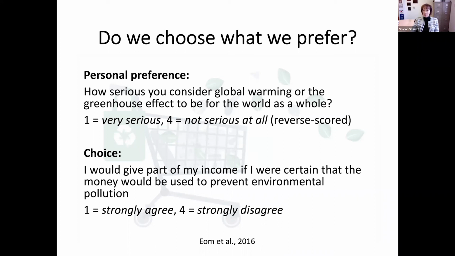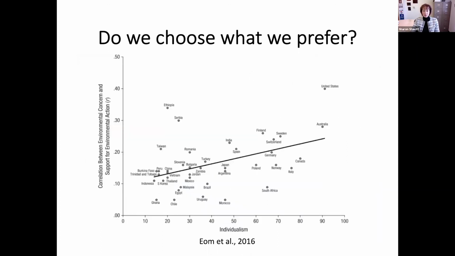And then in the later part of the survey, they were asked, would you give part of your income if you were certain that the money would be used to prevent environmental pollution? So this was support of a particular policy. And here are the results. And what you can see is that it arrays nicely by the cultural characteristics of the countries involved. For instance, the United States, Australia, Canada, Sweden, Switzerland, Finland, Germany, Norway, these are quite individualistic countries.